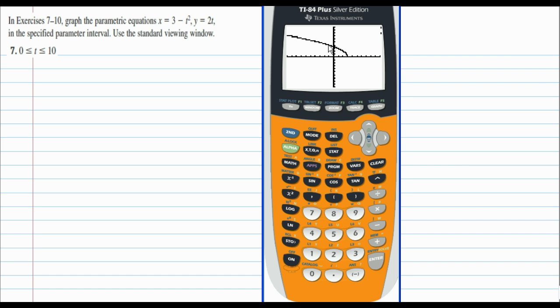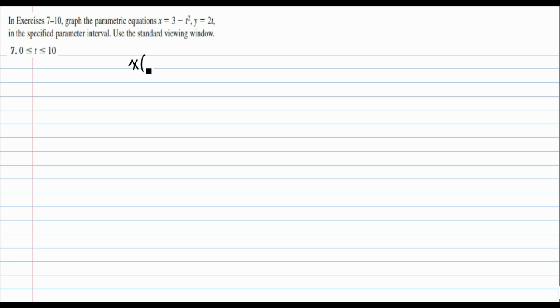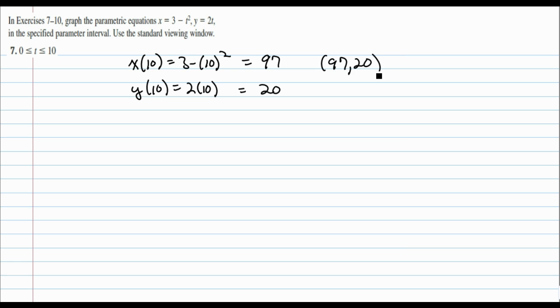So I can see that my graph looks like it goes all the way. I mean, it's still going. I can see my calculator was still calculating there. Just for fun, because math is fun, let's see what happens as t goes all the way out to 10. So I'm going to calculate x of 10, which would be 3 minus 10 squared, and y of 10, which would be 2 times 10. So this would be 3 minus 100, so -97, and this would be 20. So at the end of that curve that we couldn't see, I should have the point -97, 20.